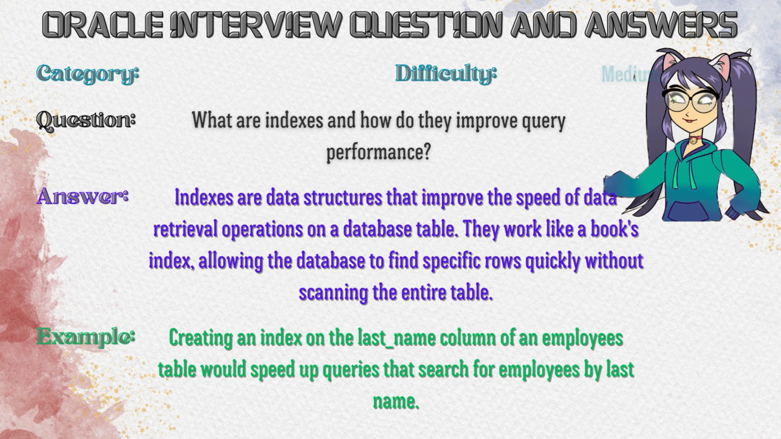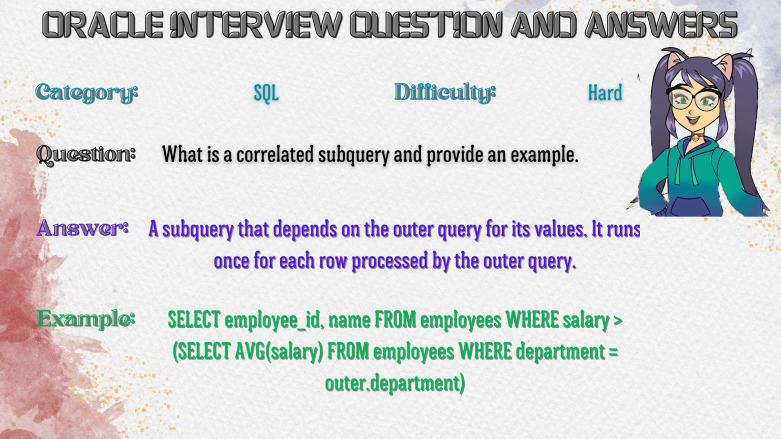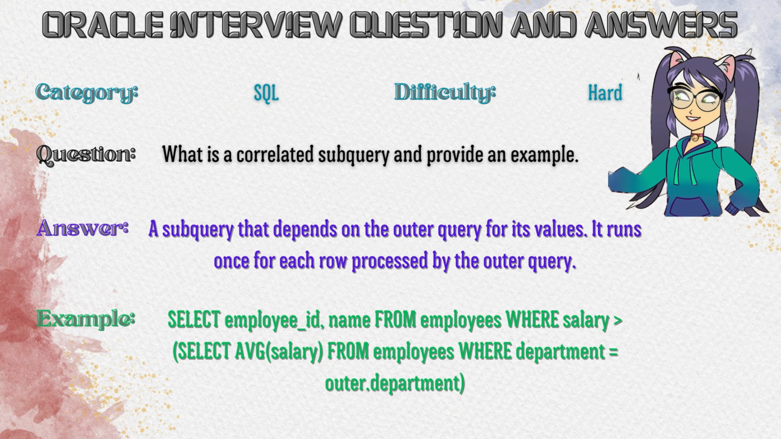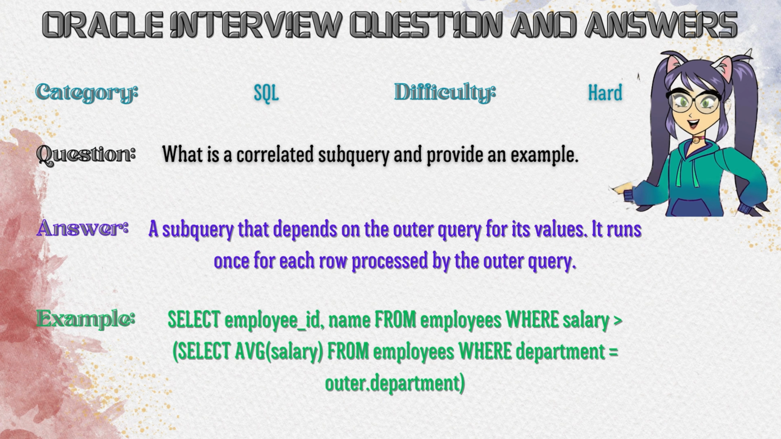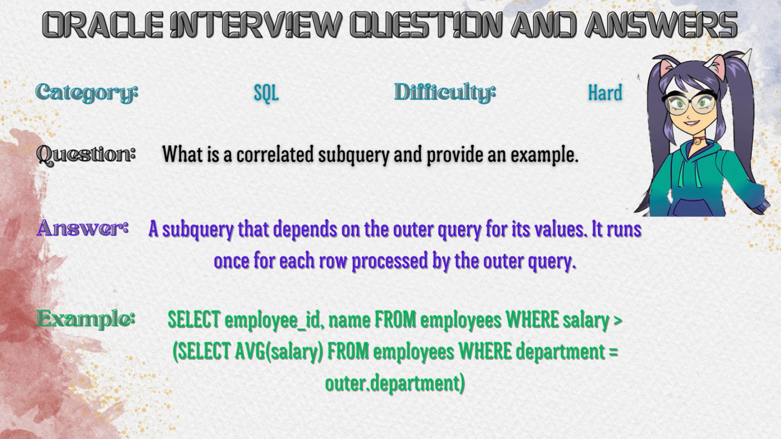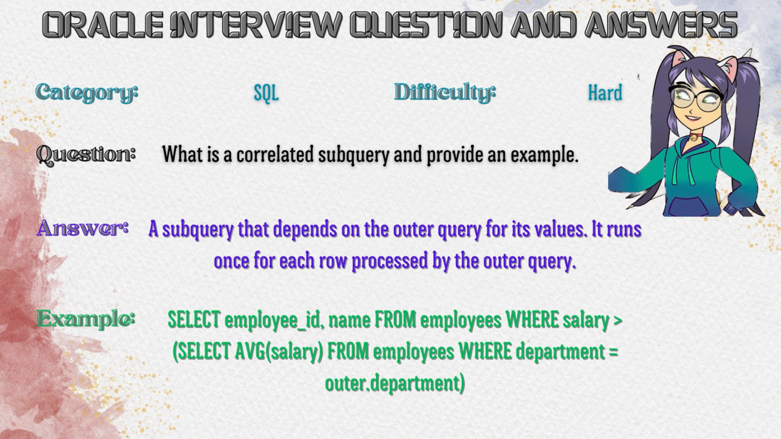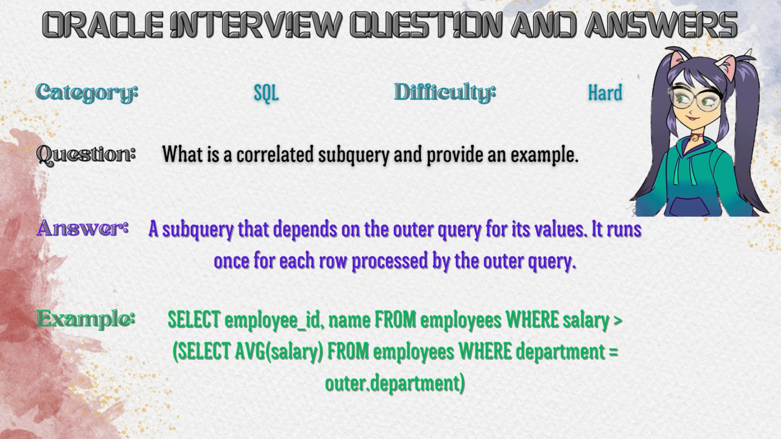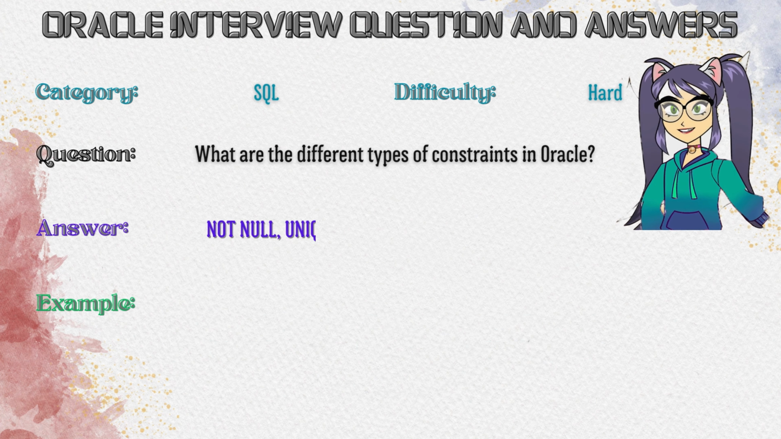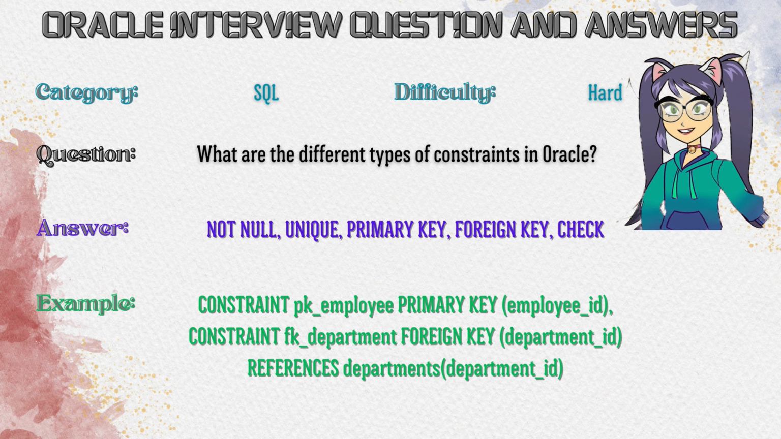employees by last name. Next question: what is a correlated subquery, and provide an example, and the answer is a subquery that depends on the outer query for its values. It runs once for each row processed by the outer query. For example, select employee_id, name from employees where salary greater than (select AVG(salary) from employees where department equals outer.department).